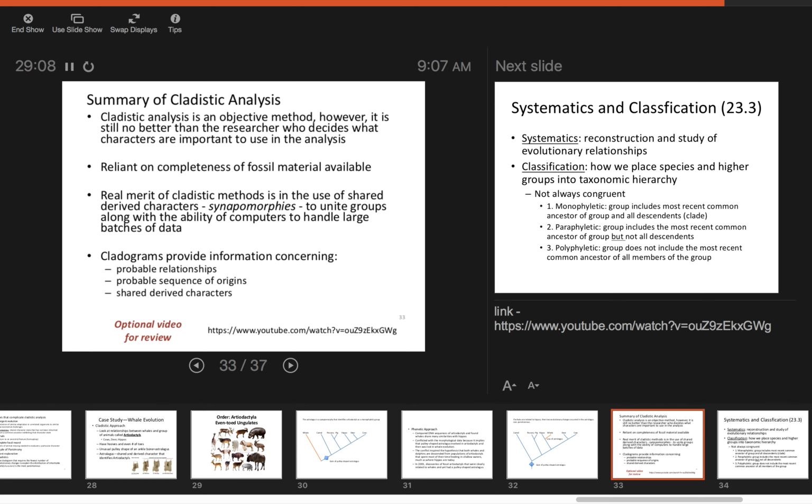Okay, keep in mind, cladistic analysis can be objective, still no better than a researcher who decides what characters are important to use in analysis, like what characters you use in making your cladogram. So yeah, there's some objectivity with it. Again, you have to look at the fossil record of what you have. They provide information concerning probable relationships. You can sequence shared derived characters, but they're doing the best they can, trying to map out the tree of life.